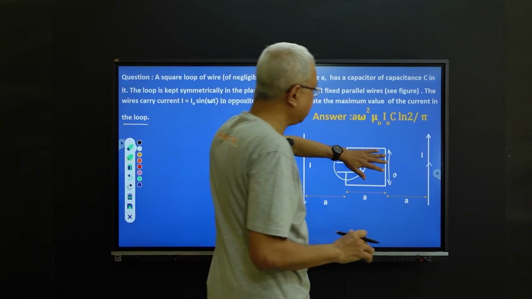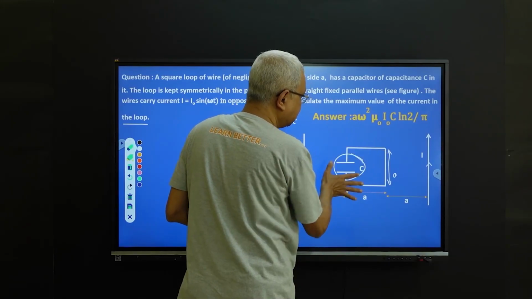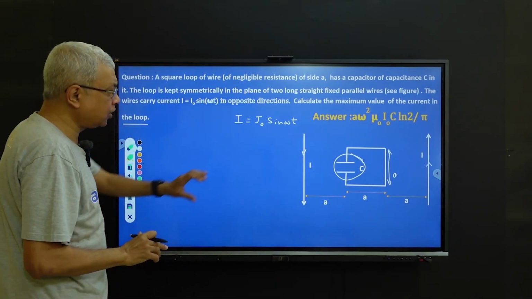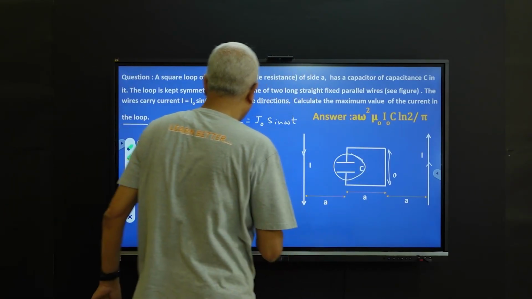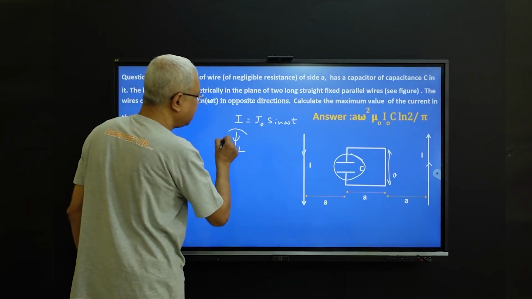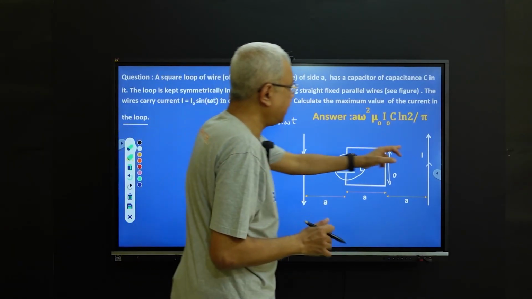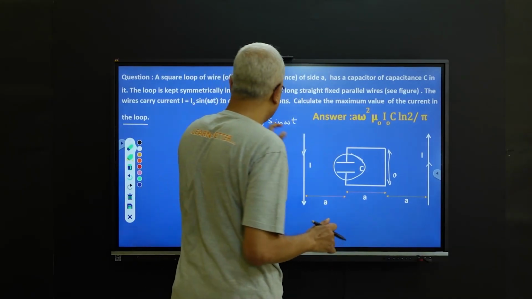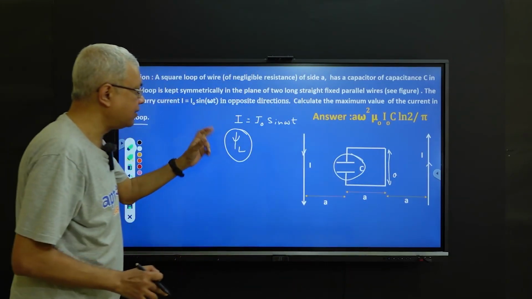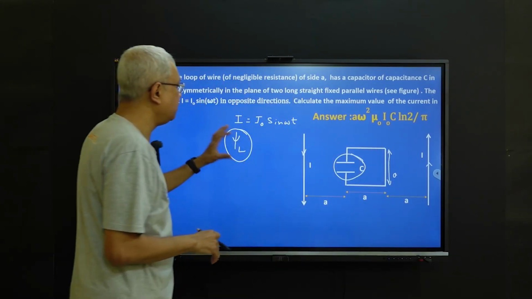And because of the creation of magnetic field in this region, there will be a flux linkage through the square loop. We can safely assume, if we call the flux linkage through the square loop psi L, the flux linkage will be time dependent because currents through the conductors are time dependent. As a consequence, the magnetic field produced by the currents will be time dependent, and therefore the flux linkage through the square loop will be time dependent.